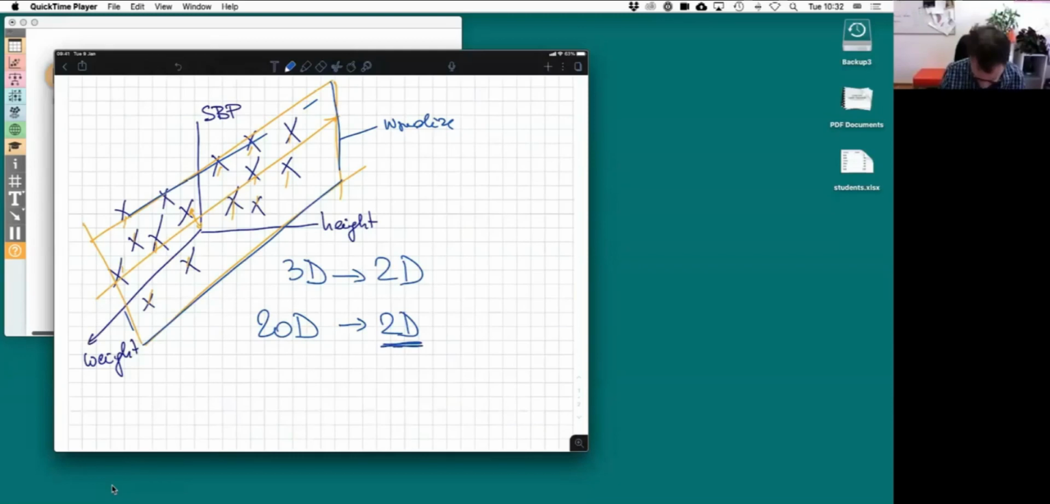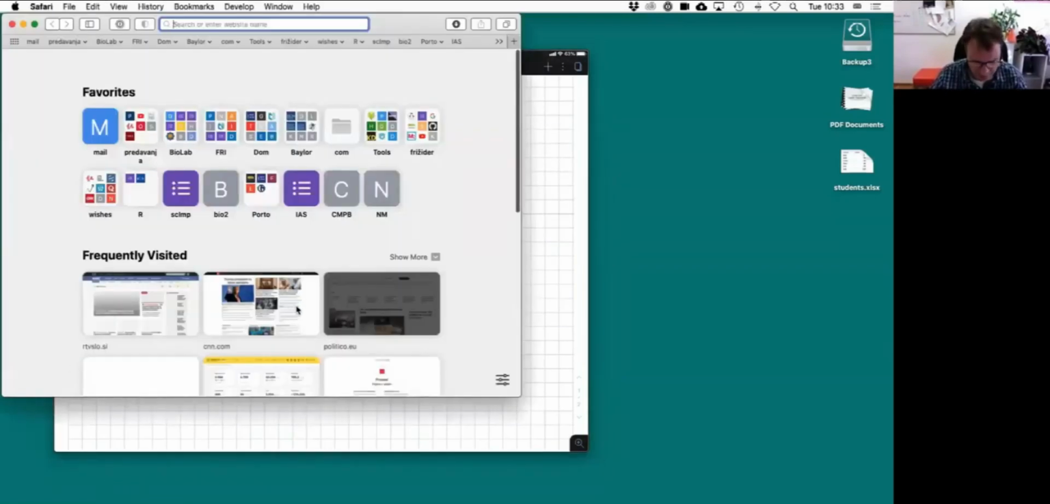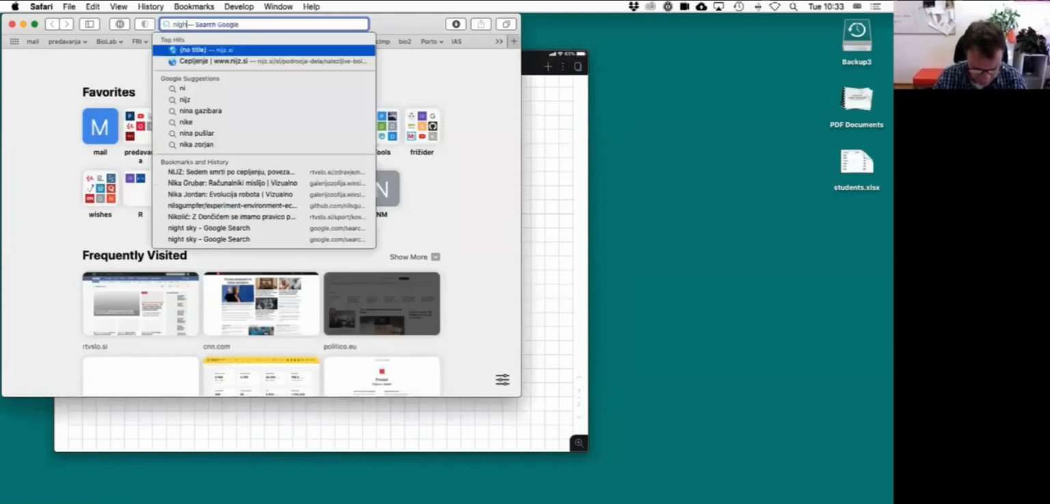Okay. So let me stay just for a little while with this idea of 3D to 2D, and show you, on Safari, a night sky.